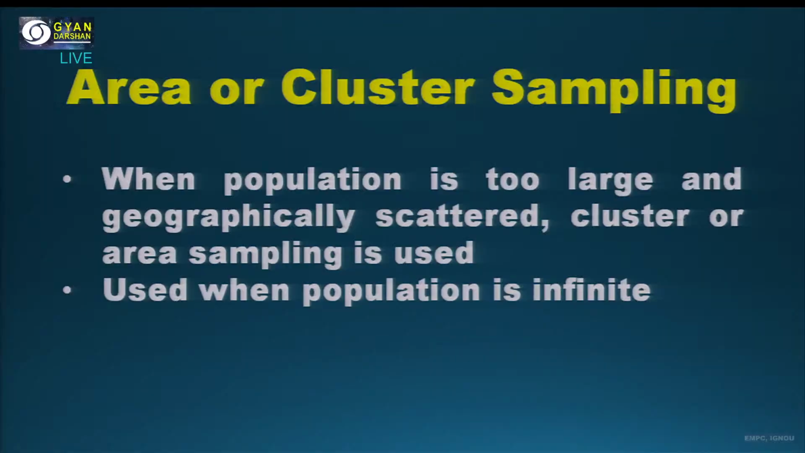So in that case, we will again make some groups. Those groups we call clusters. If it is a state, like Delhi, we will make north a cluster, south a cluster, east and west clusters. From each cluster, using the random sampling method, we will select the required number of samples. So the basic idea is making groups or clusters, and selecting from each cluster. This is used when your research involves a population which is infinite and geographically scattered.